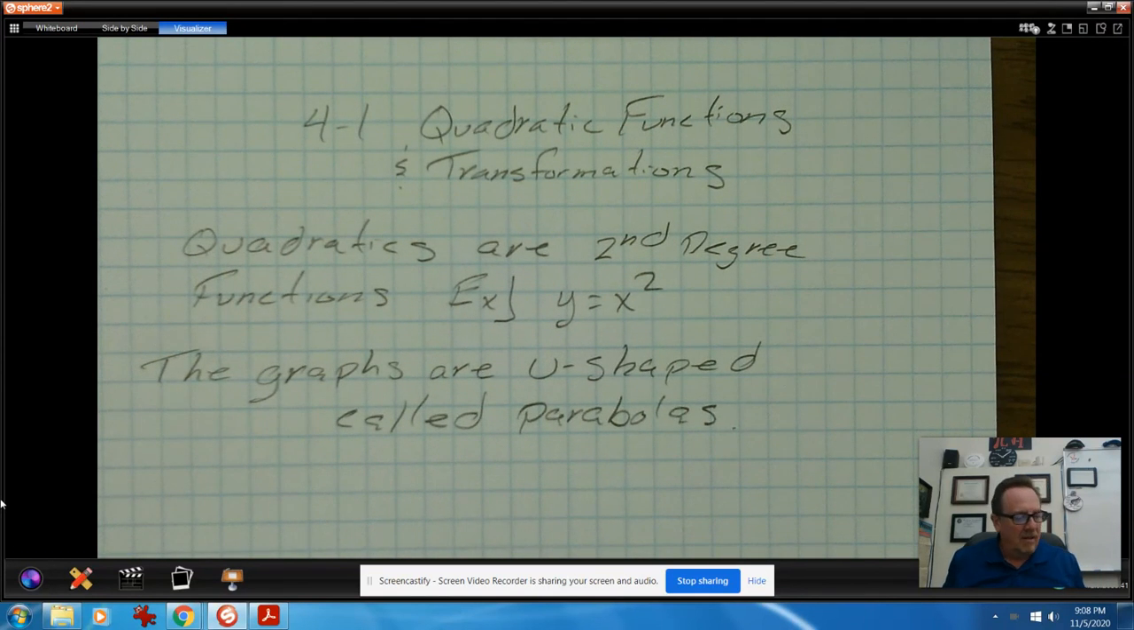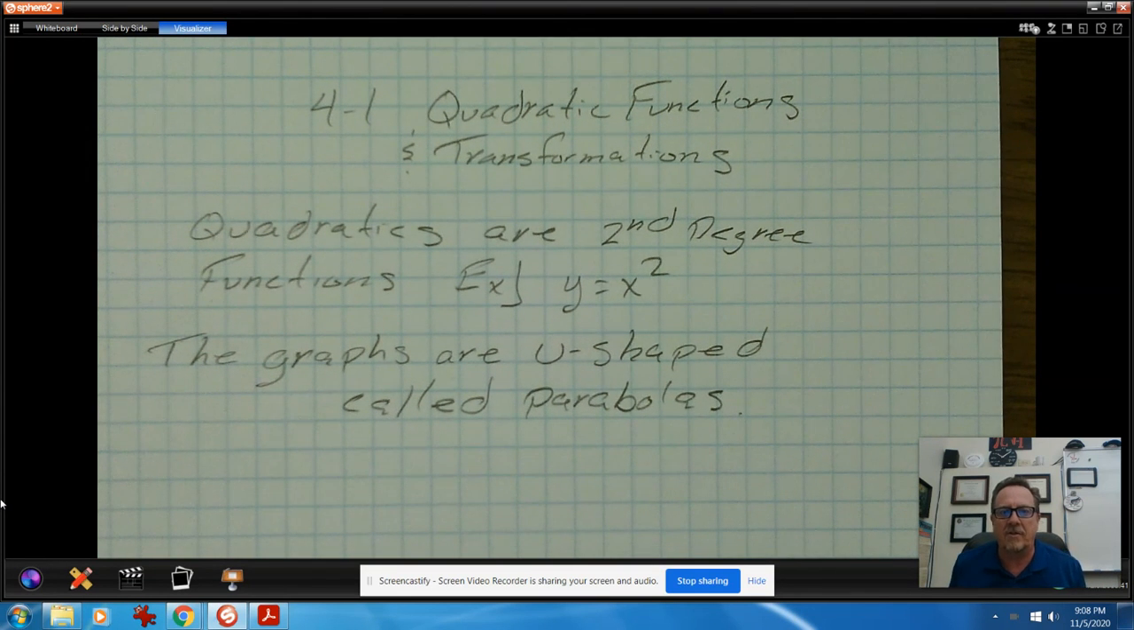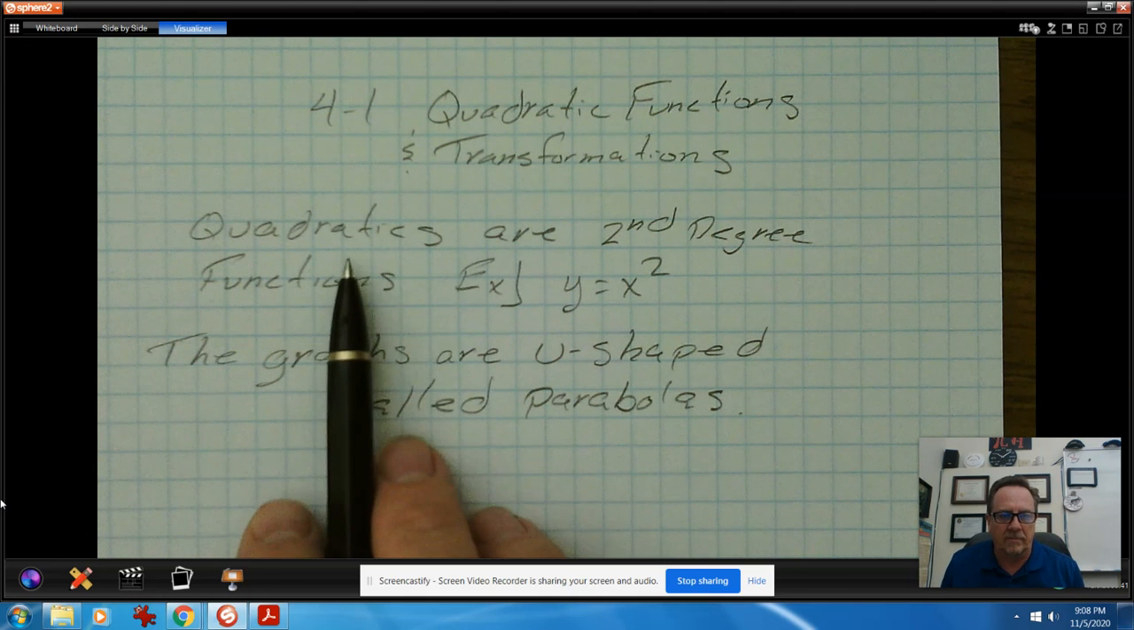We're going to take off into Chapter 4 and start off in Section 4.1 with quadratic functions and transformations. Some of this is going to be, or look like, review at least. And let's start off by talking about what quadratics are.